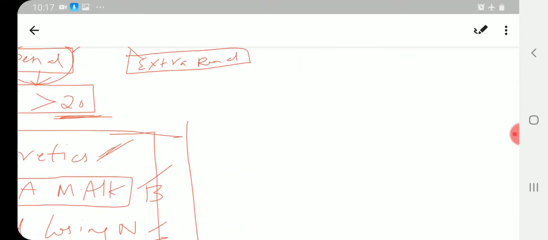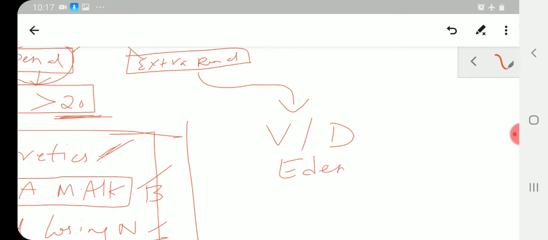Now we'll talk about the extra-renal losses. The patient is losing his sodium by losing fluids in some space other than the kidneys. The commonest is vomiting or diarrhea. It's very common. Next is edema, that is third space fluid loss. Then comes burns. So these are very important: vomiting, diarrhea, edema, and burns.